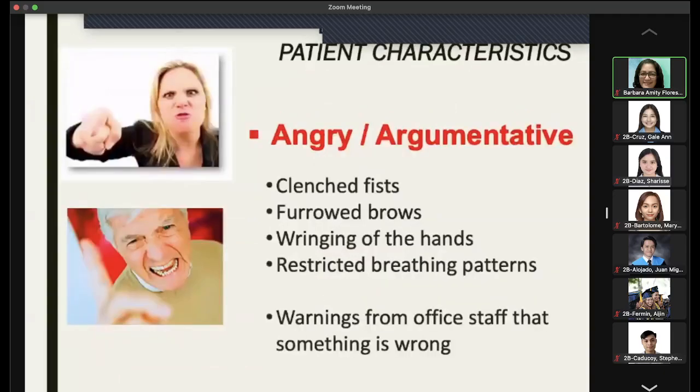How do you know that they're angry? Right? So they come to you with clenched fists, furrowed brows, wringing of the hands, restricted breathing patterns, or maybe warnings from your staff that you have a patient who is angry or waiting and very angry already.